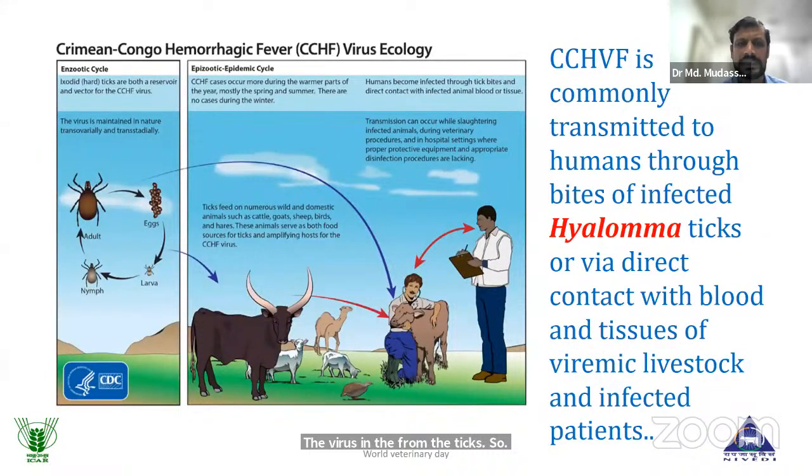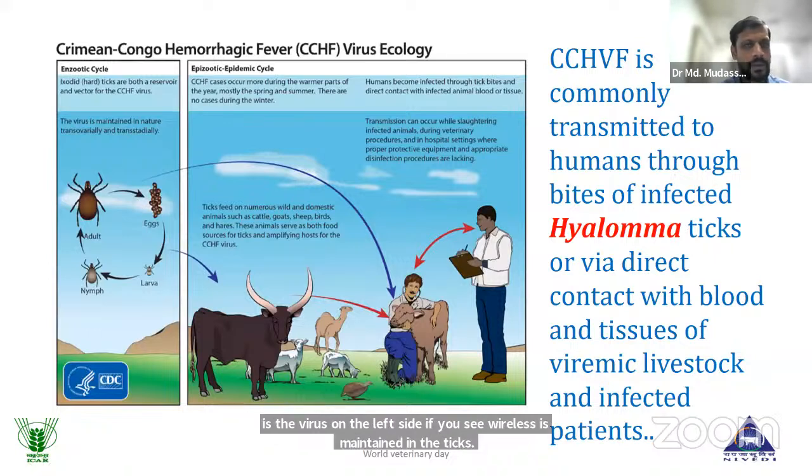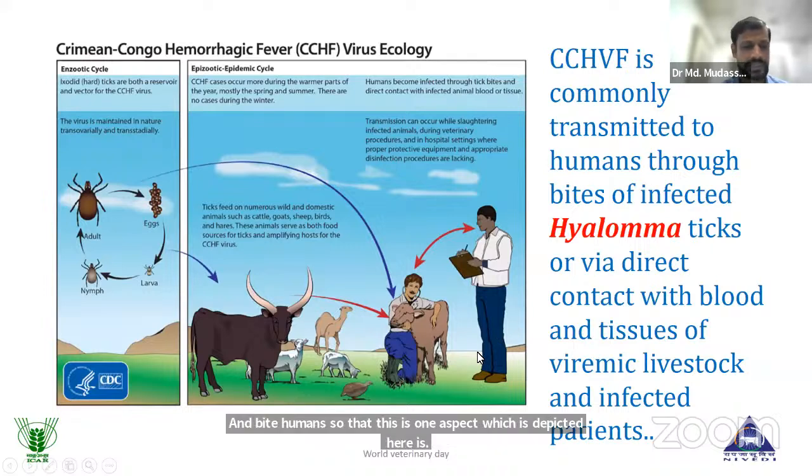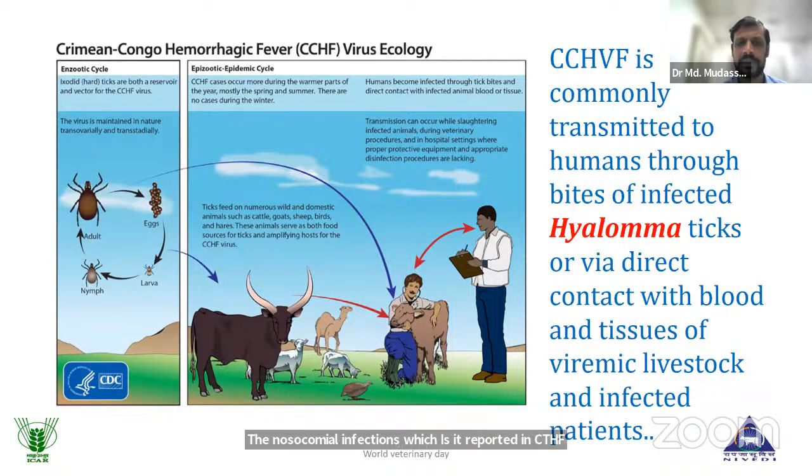If you see this graphic, it shows how humans can get the infection. This is the virus on the left side. The virus is maintained in the ticks by both transovarial and transstadial transmission. The different stages of the ticks come to cattle and other hosts, maybe a rodent or some other animals, and from there the ticks can go on to bite humans. Another aspect depicted here is nosocomial infections, which are reported in CCHF because of human-to-human transmission happening in hospital settings.